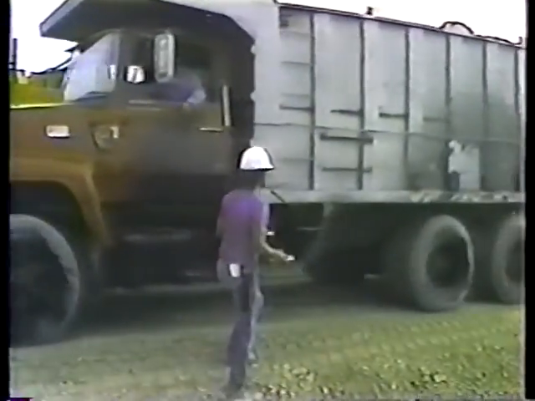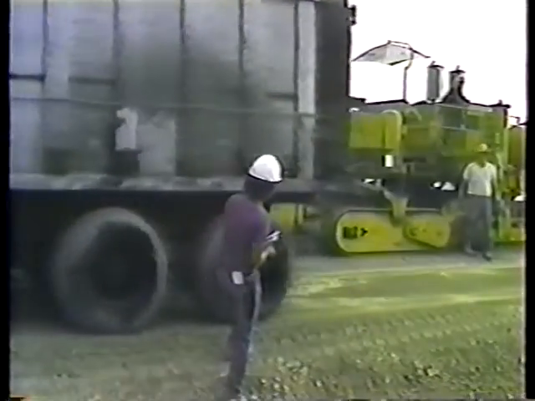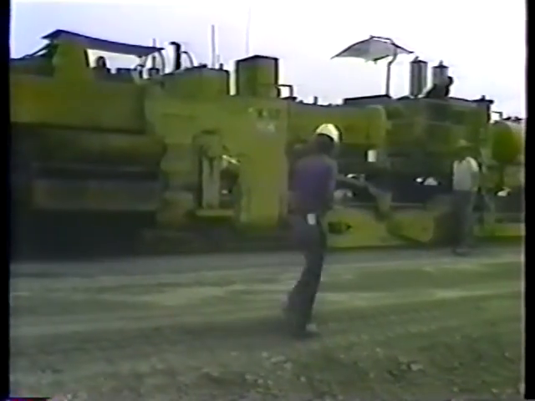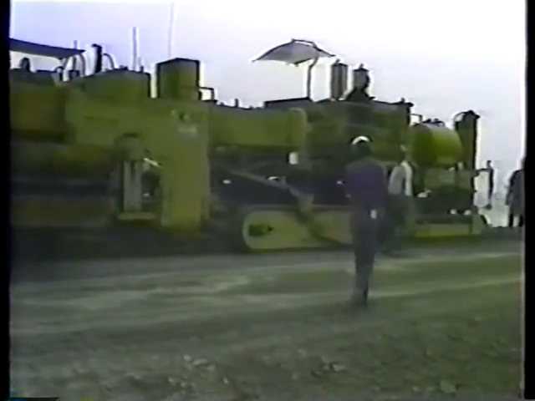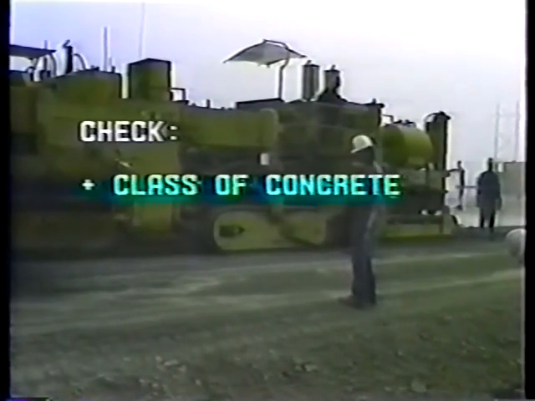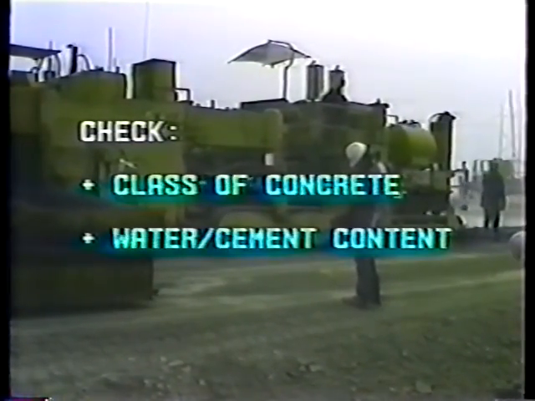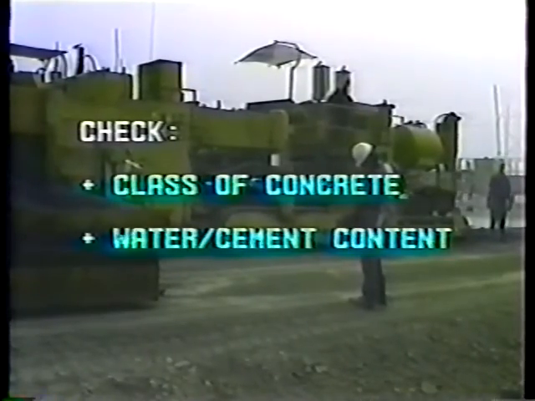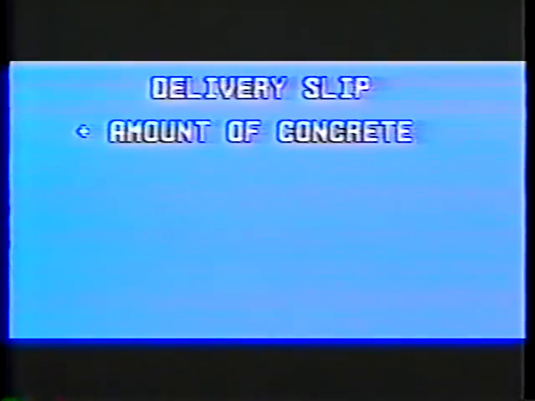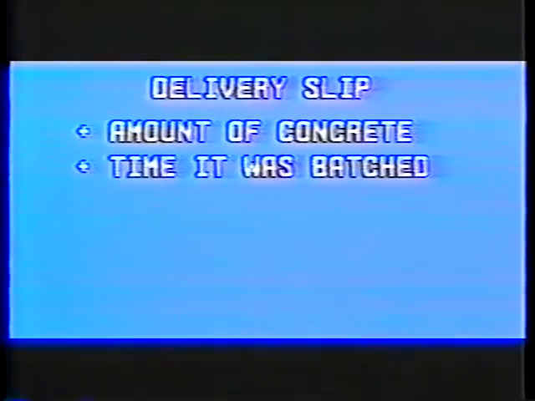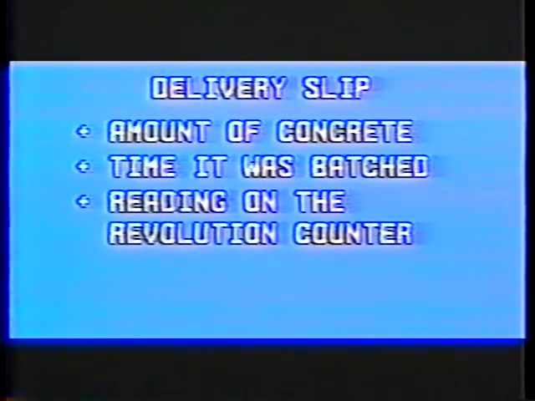When the first truck arrives, the driver will give you a delivery slip. That's your verification that the correct concrete design is being mixed. Check the class of concrete and the water and cement content. Among other things, the delivery slip shows the amount of concrete in the truck, the time at which it was batched, and the reading on the truck's revolution counter.